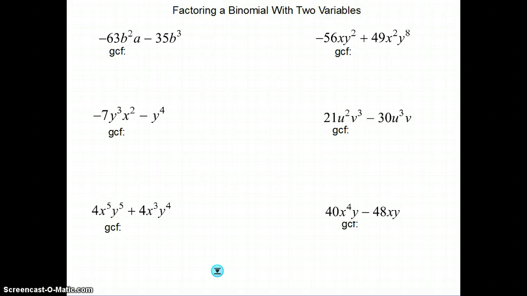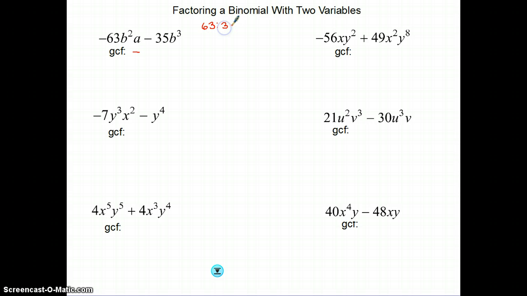As always, our first step is to find the greatest common factor. Remember, if the leading coefficient or the very first number in your expression is negative, then we need to factor out a negative. That first number has to be positive. So I'm going to go ahead and factor out a negative, and then identify the greatest common factor between 63 and 35. Since those numbers are a little bit large, you may want to factor down the 63, listing all the prime factors.